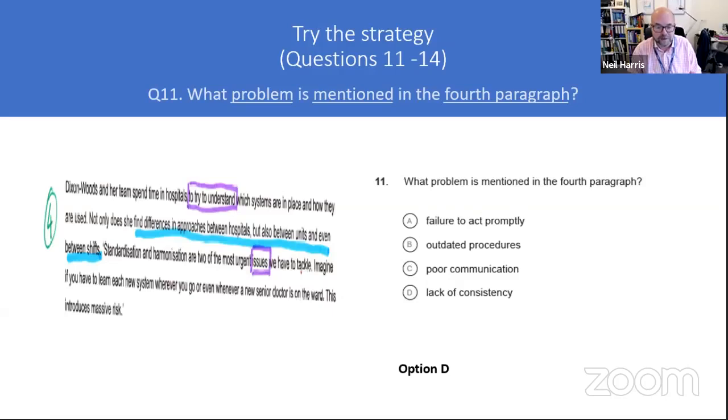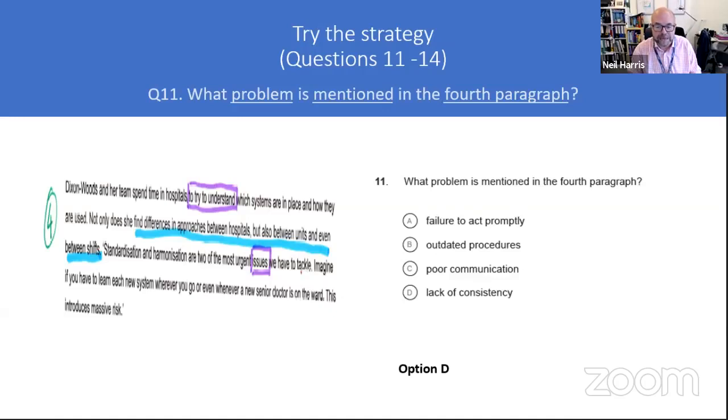She finds differences in approaches. "Standardization and harmonization are two of the most urgent issues we have to tackle." So she talks about the fact that it is important that hospitals do learn to make sure that their teams and their systems are similar across hospitals, across units, and staff on shifts in the same ward. It's urgent that these are improved.